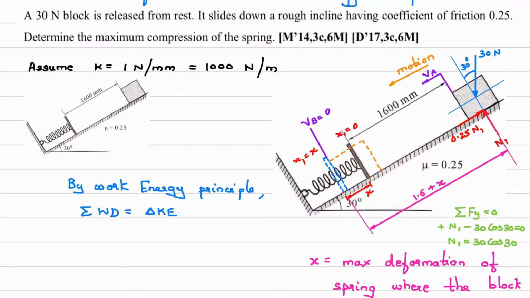Now the distance between this plate and the block is 1600 mm. So I am converting that in meter. Okay, so 1.6 meter.